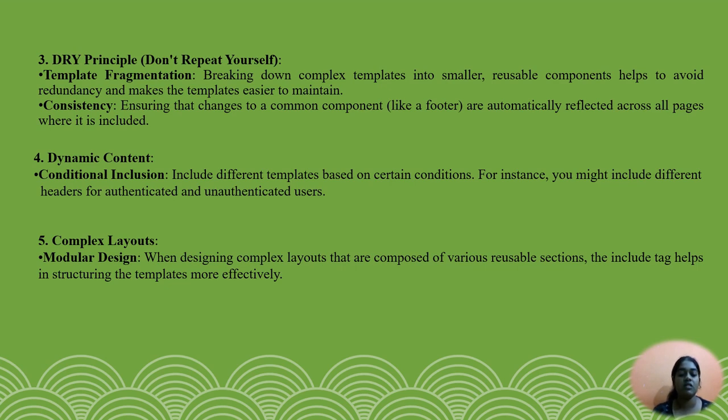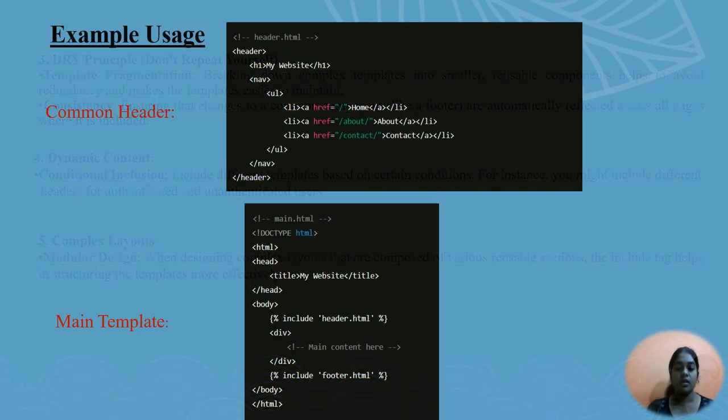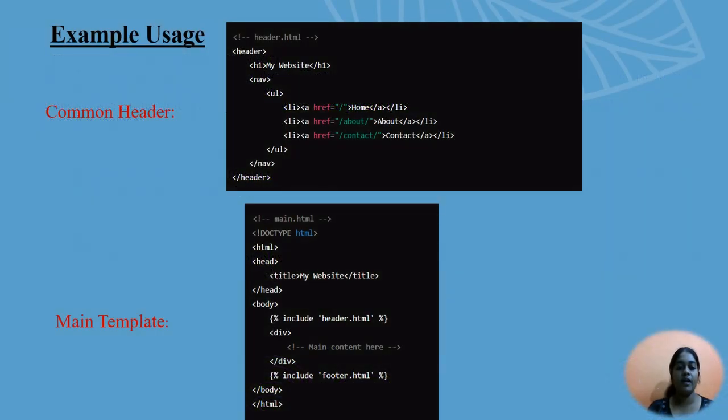When designing complex layouts composed of various reusable sections, the include tag helps in structuring the templates more efficiently. Here is an example of a common header, which has a header tag followed by h1 and an unordered list with list items home, about, and contact, then the unordered list close and header close. And the main template has the doctype HTML with the include tag having header.html and footer.html, then body close, then HTML close.